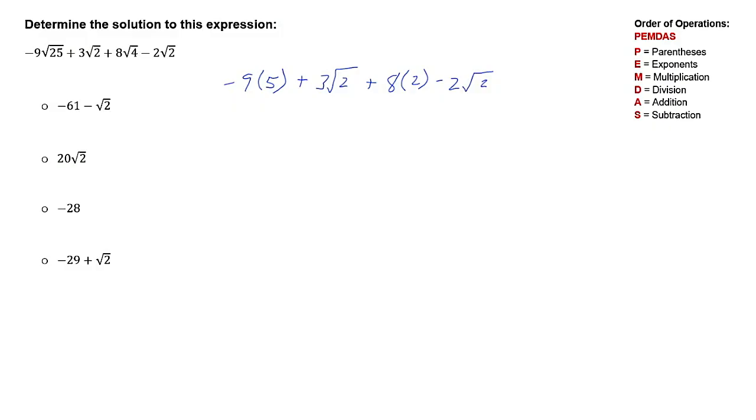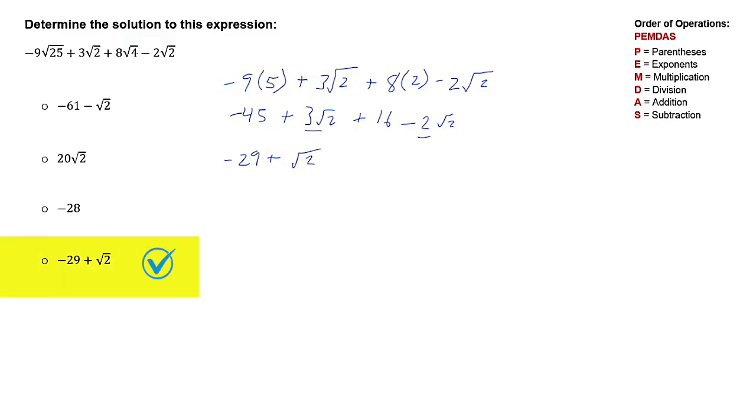So now negative 9 times 5 equals negative 45 plus 3 root 2 plus, and then 8 times 2 is 16 minus 2 root 2. So now we can combine the whole numbers and then the root numbers. So negative 45 plus 16 equals negative 29 plus, and then 3 minus 2 root 2 equals 1 times root 2, or just root 2. And we can leave that root 2 just like that. That's our answer right there. Negative 29 plus root 2.